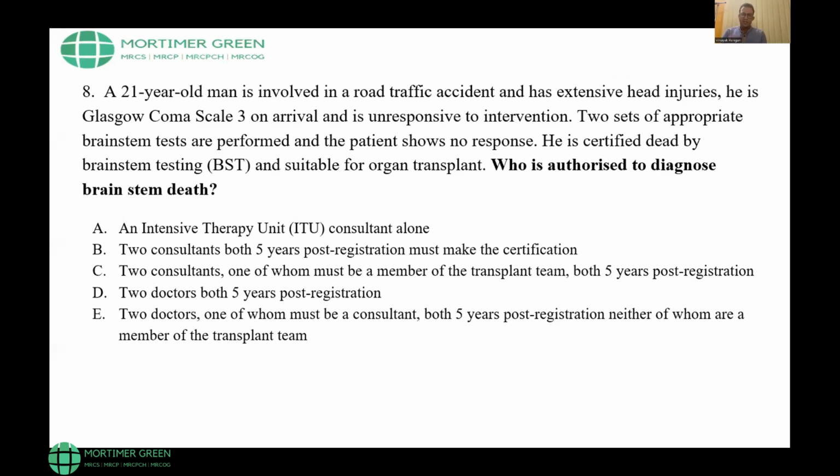Very interesting question. 100% is going to occur. I have not known MRCS examinations to skip this question. So Glasgow Coma scale, basically the guy is brain dead.